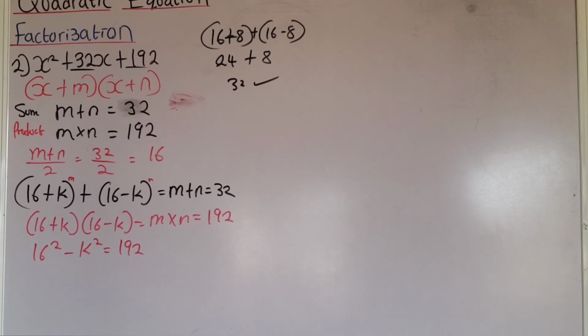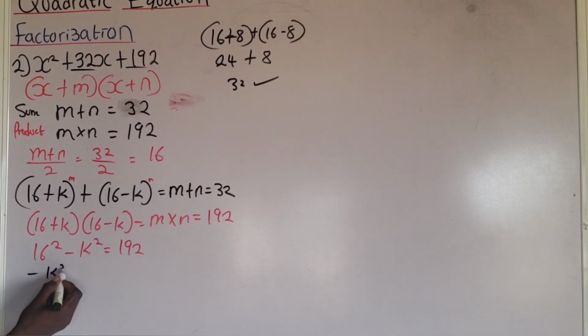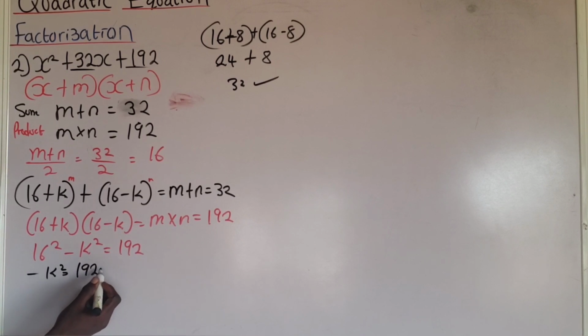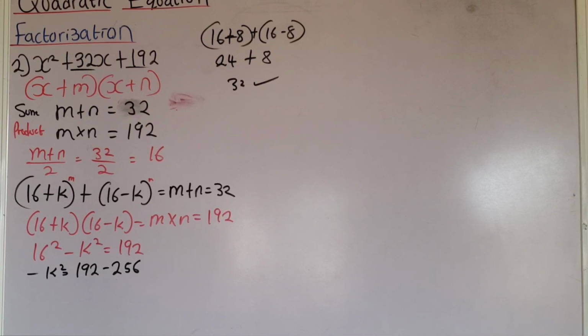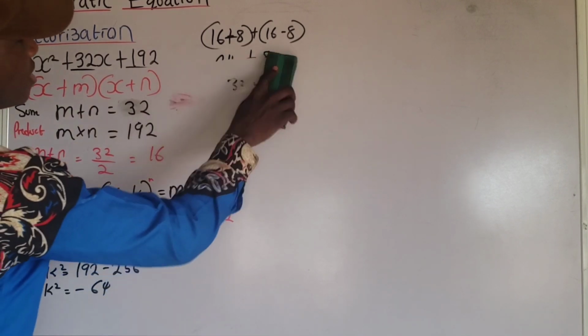Now let us proceed. How do we get the value of k from this? 16 squared is 256. So I'm going to have negative k squared is equal to 192 minus 256. 192 minus 256 will give us negative 64. So I'm going to have negative k squared is equal to negative 64. Divide both sides by negative 1. So I'm going to have, let me erase this.